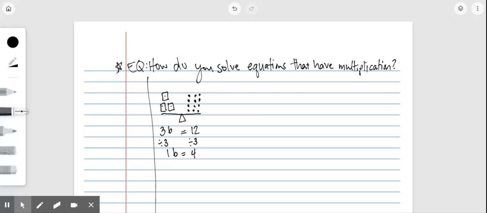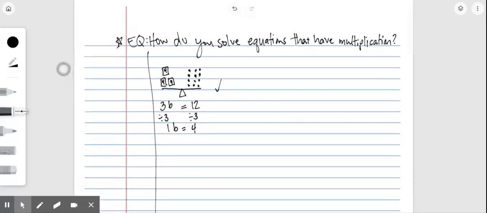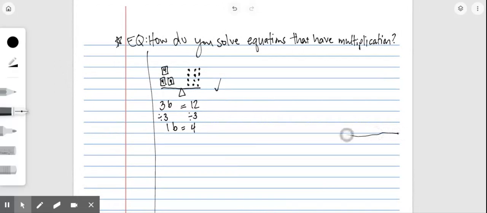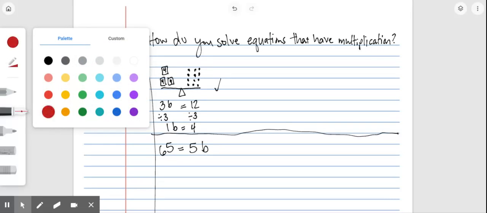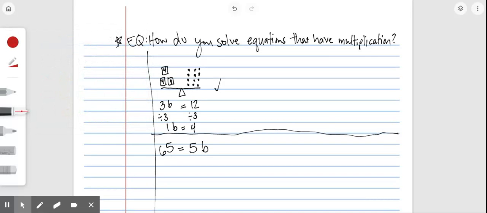So let's check it. If there's 4 marbles in this bag, 4 marbles in this bag, and 4 marbles in this bag, altogether I have 4, 8, 12 marbles, which is the same on both sides. So 12 equals 12. And that's what we're doing when it comes to solving problems that have multiplication. So let's start with an example problem. We'll do 65 equals 5b.